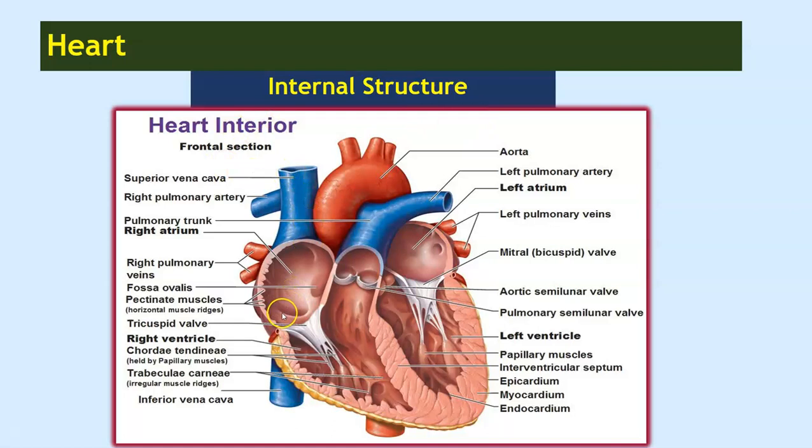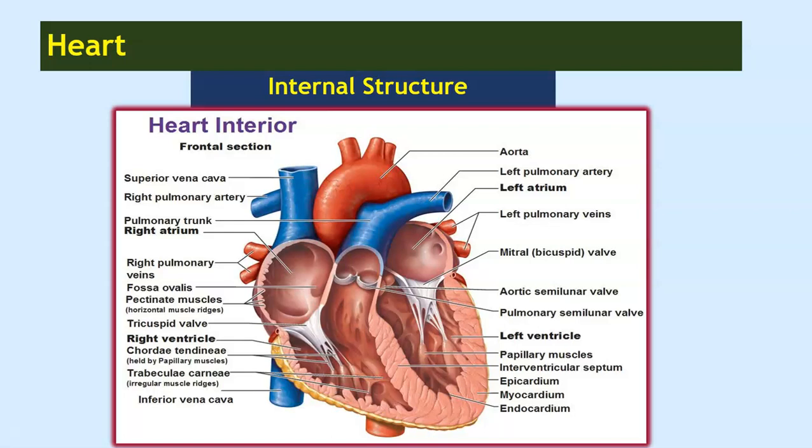Internally, we have the atria. They are the thin-walled receiving chambers. These two are your atria. This is your right atrium. This is the left atrium. They are separated from each other by an interatrial septum. Interatrial septum has an oval depression which is called the fossa ovalis here. It is a remnant of the embryonic aperture called foramen ovale.